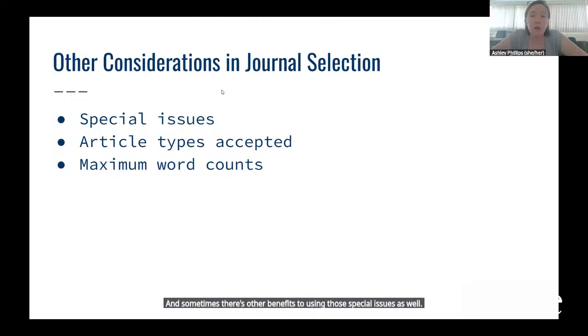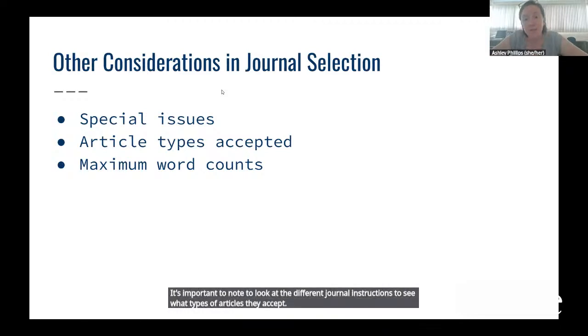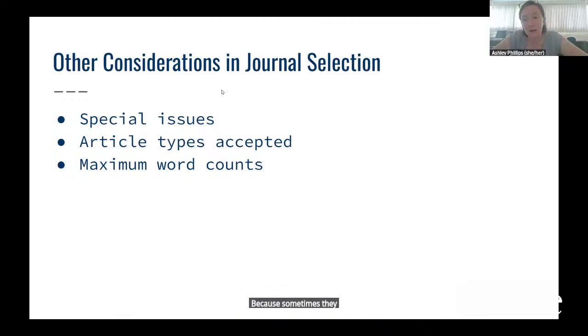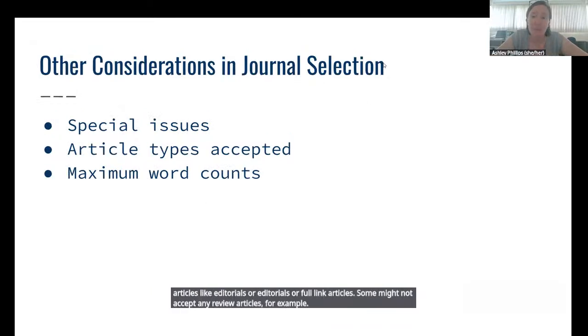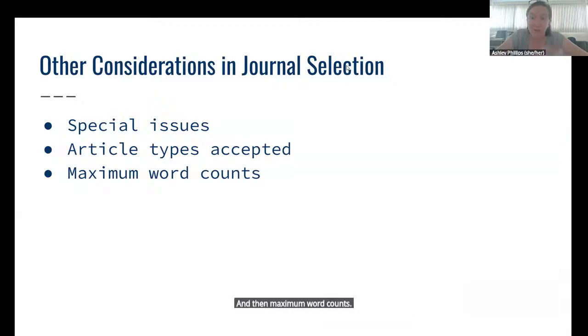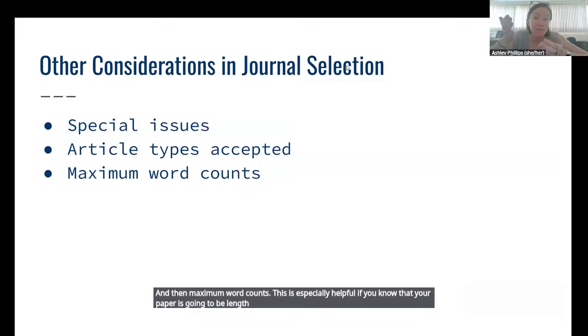It's important to look at the different journal instructions to see what types of articles they accept, because sometimes they have very particular criteria for different kinds of articles, like editorials or, you know, full-length articles. Some might not accept any review articles, for example. And then maximum word counts. This is especially helpful if you know that your paper is going to be lengthy. This happens a lot with our qualitative research.